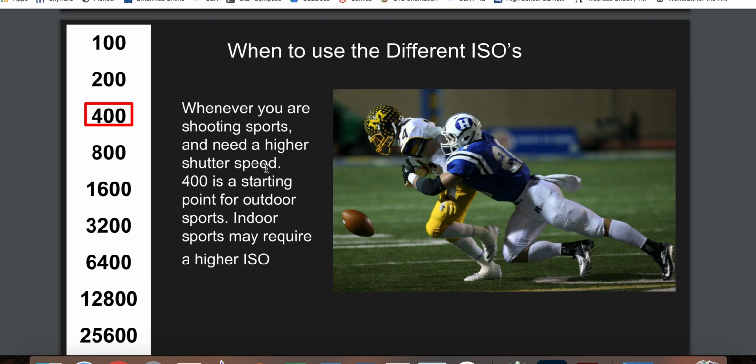That coincides with shutter speed, which we'll be introducing not next week, but the week after, which deals with capturing that image in that moment, in that split second, and not having the graininess show.